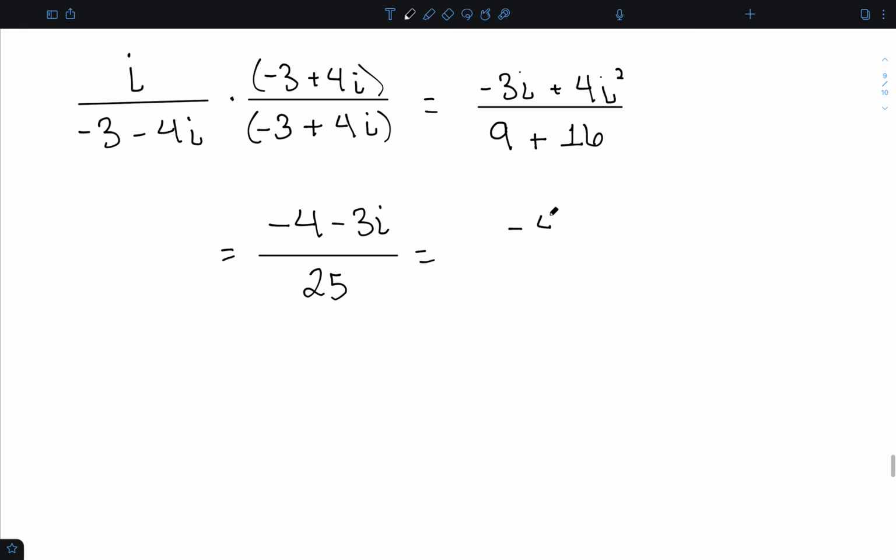i squared is -1, so the top is -4 minus 3i. And on the bottom, 9 plus 16 is 25. So I could rewrite this as -4 over 25 minus 3 over 25 i, so that it is in the a plus bi form.